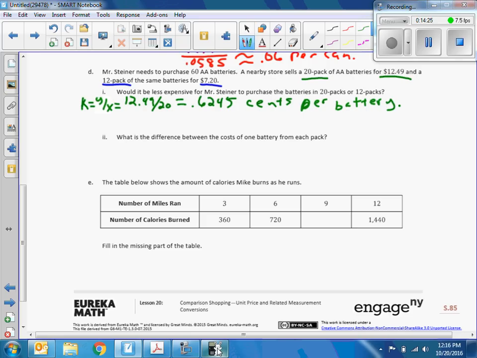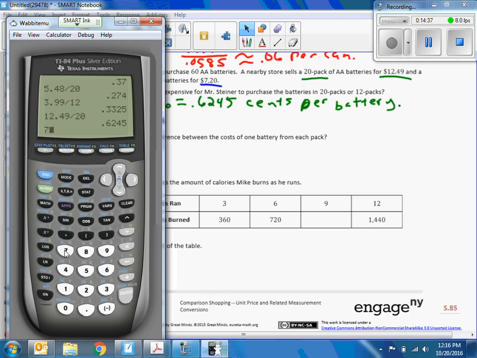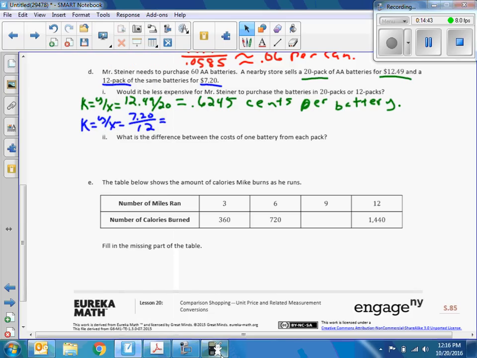Now we're going to do the blue one. So K equals Y over X, which equals price divided by 12. $7.20 divided by 12. And it's 60 cents a battery.